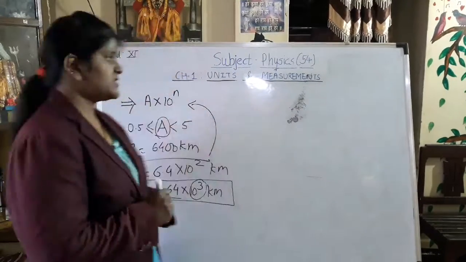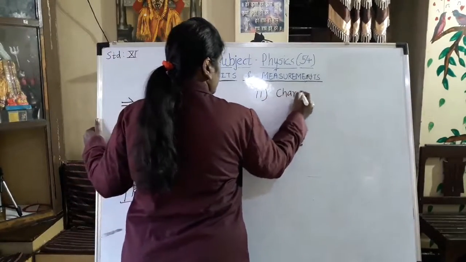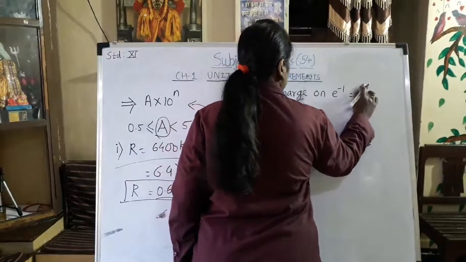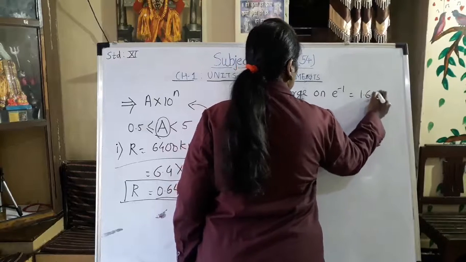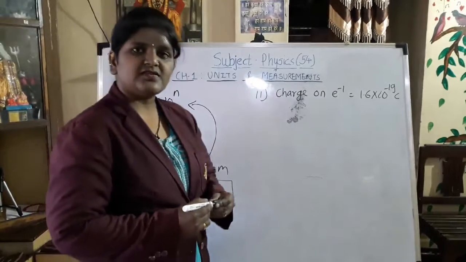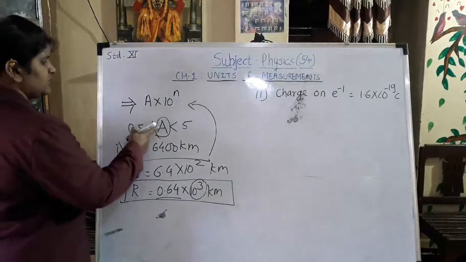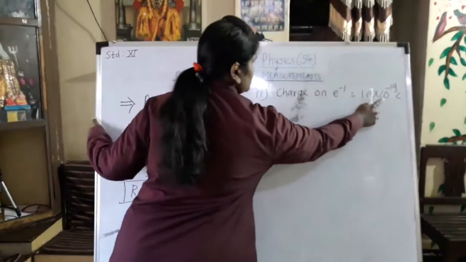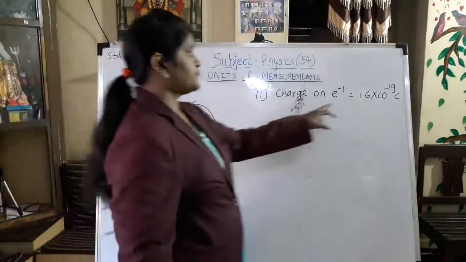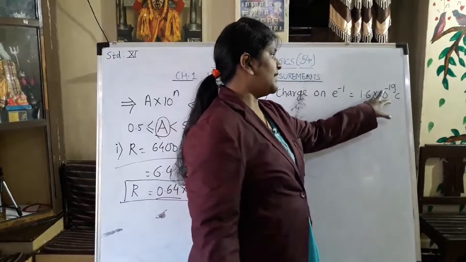Okay, another example is charge on electron. What is the charge on electron? Charge on electron is always 1.6 into 10 to the power minus 19 coulomb, right? So in this case we have to follow the same. As you can see over here, this A into 10 to the power. So is A following this rule? Yes, it is greater than 0.5 and less than 5. So we can consider this, and 10 to the power minus 19.